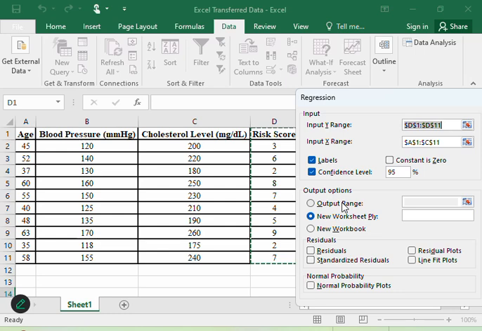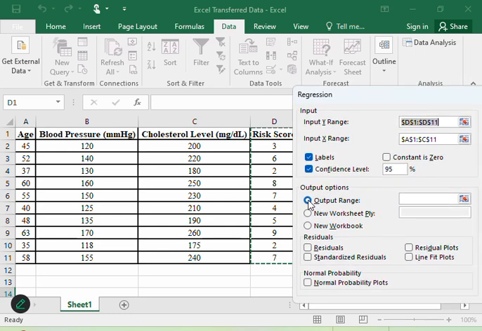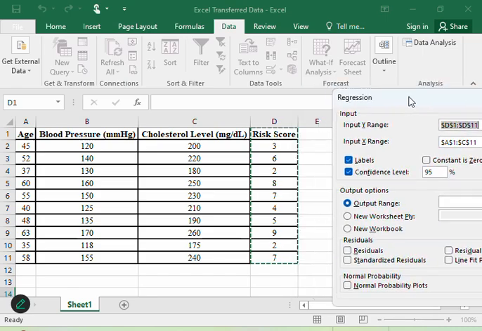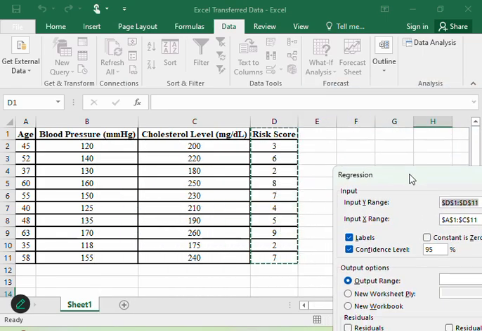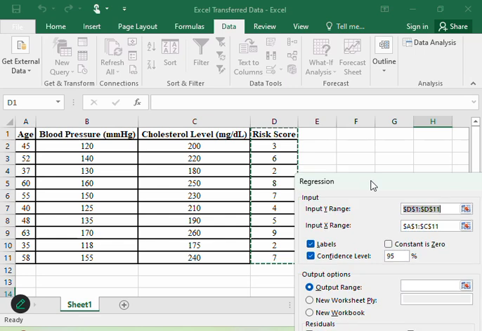Now for the output, our output range tells us where we want our data to be. Let the regression be there. I'm selecting here F1. Let that regression start from there.